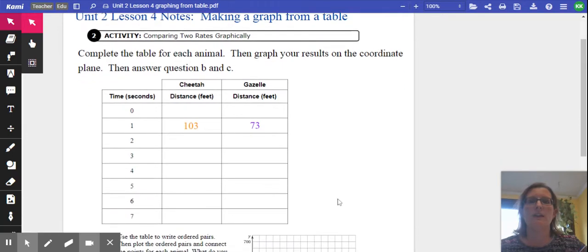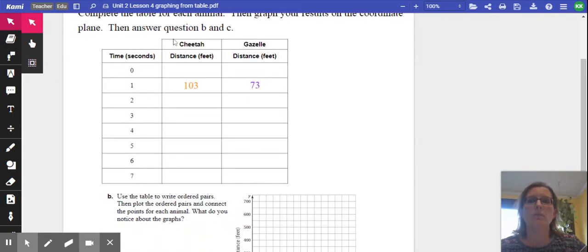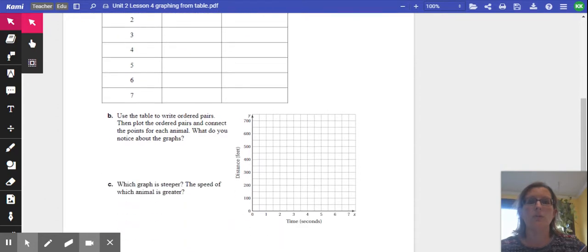Our directions say, complete the table for each animal. Then graph your results on the coordinate plane. Then answer question B and C. We are going to do the cheetah column together, and we're going to do the graph of the cheetah together. And then you are going to be finishing this worksheet by completing the gazelle table on your own, and you're going to complete the gazelle graph on your own.